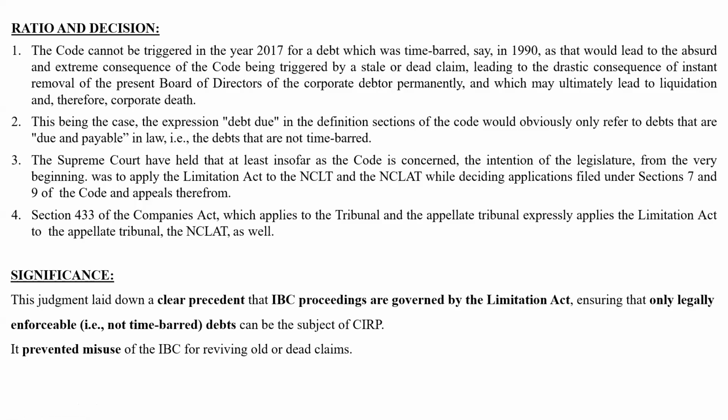The Supreme Court held that, at least insofar as the Code is concerned, the intention of the legislature from the very beginning was to apply the Limitation Act to the NCLT and the NCLAT while deciding applications filed under Sections 7 and 9 of the Code and appeals therefrom. So it is saying that the intention was like this from the start. They brought the 238A amendment by way of clarification; it is not that 238A applies only from 2018, but from the beginning. Section 433 of the Companies Act, which applies to the tribunal and the appellate tribunal, expressly applies the Limitation Act to the appellate tribunal as well.